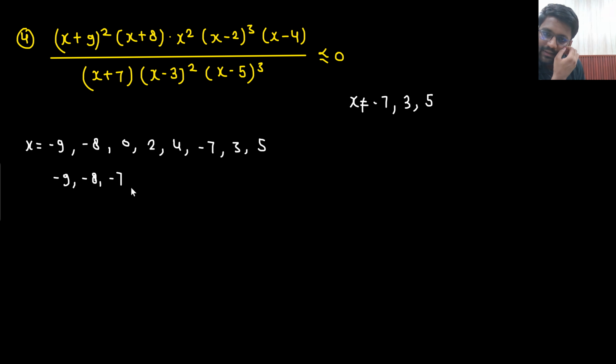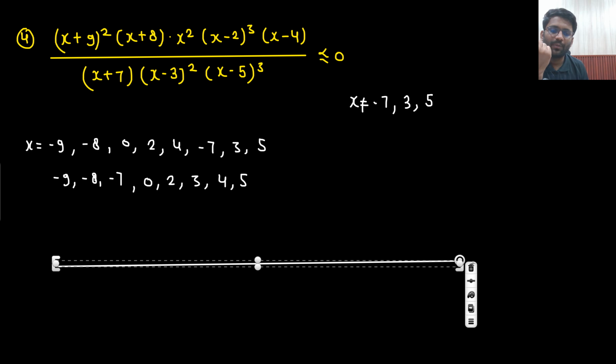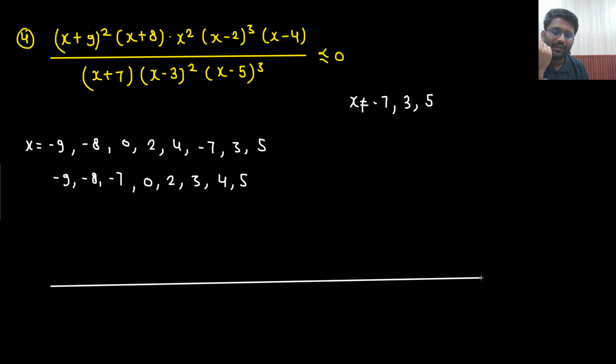Minus 8, minus 7, minus 9, minus 8, minus 7. Minus sign is completed. Then 2, 3, 4 and 5. So how many roots? 1, 2, 3, 4, 5, 6, 7, 8. Fine. Okay. And even odd power also we will talk about.